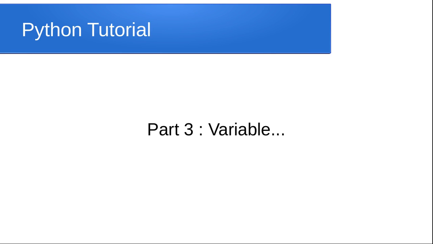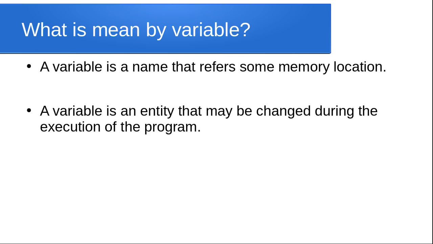There are more definitions available for a variable. Here I have given two definitions. One is that a variable is a name that refers to some memory location. Actually, in a computer every memory location is identified by some unique number or address. So when we talk about a variable, it consists of three parts: variable name, value and address. The address is a unique number.